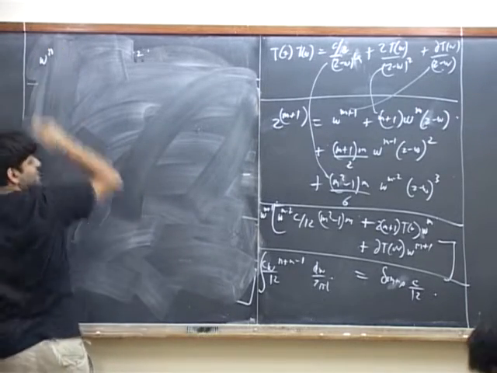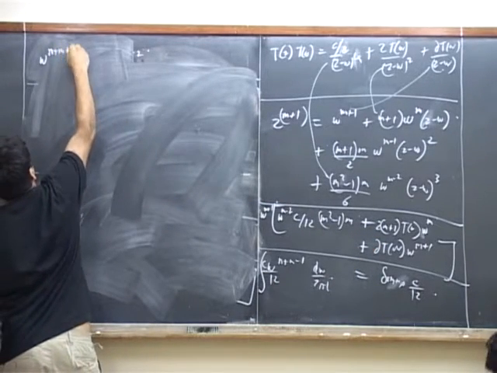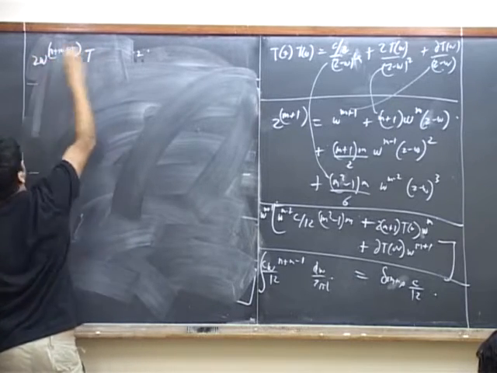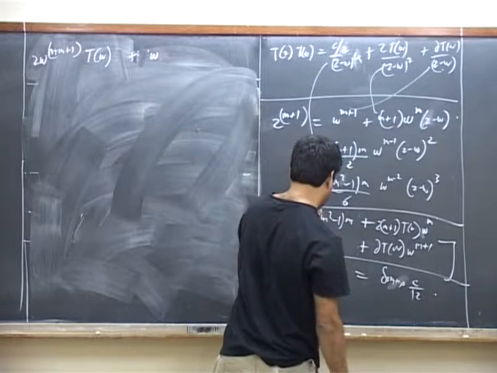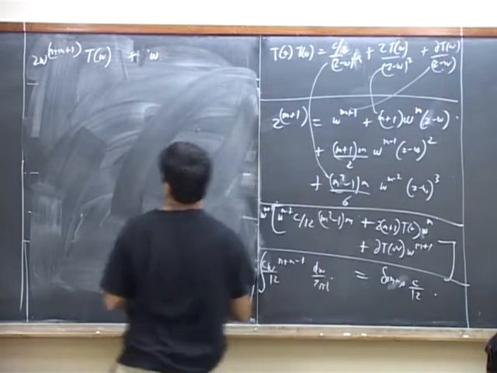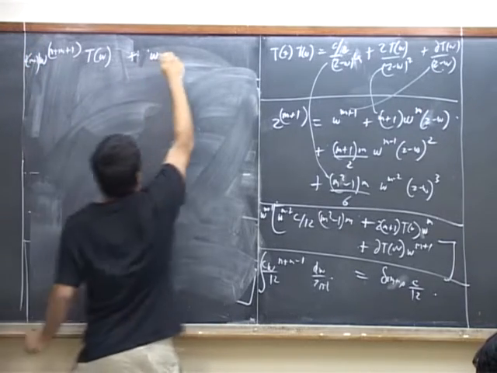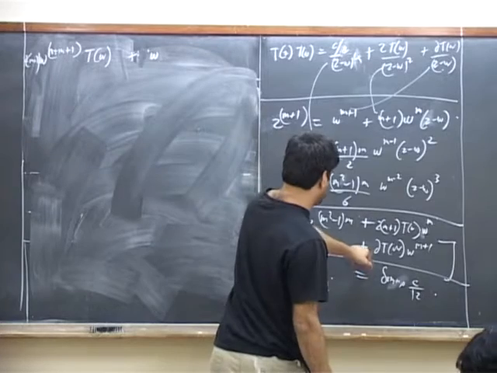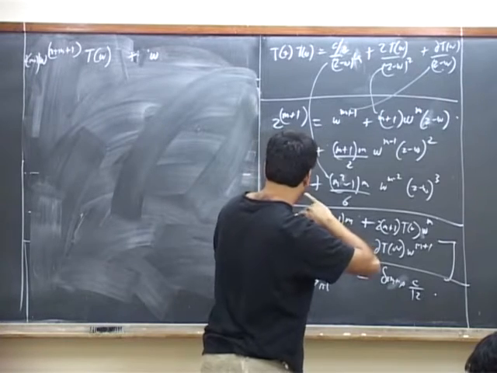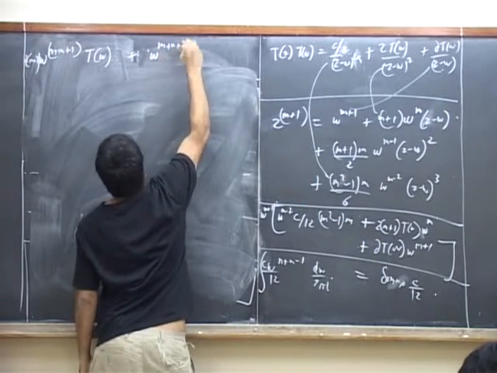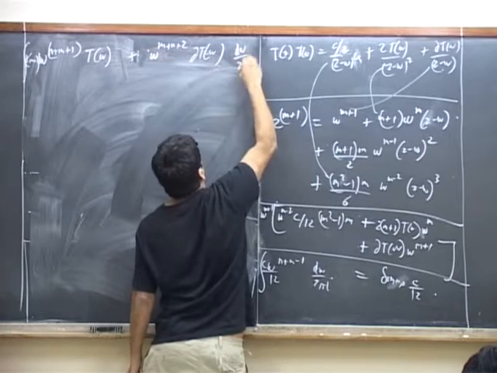This is w to the power n plus n plus 1 into 2 t of w, plus w to the power, and this is into 2 into n plus 1, sorry, 2n plus 1, plus w to the power n plus n plus 2. This thing integrated dw by 2 pi i.